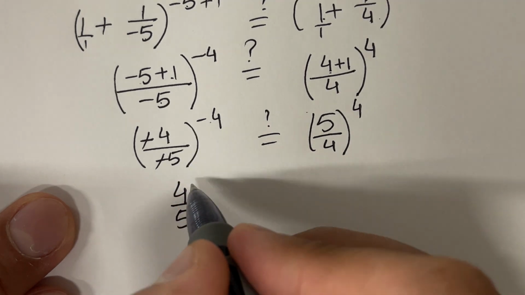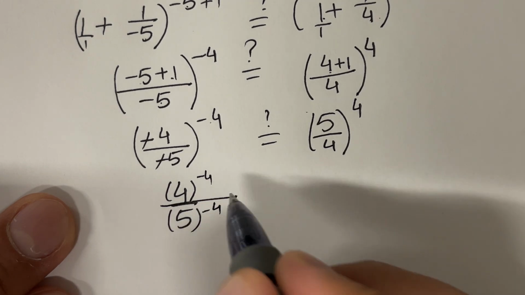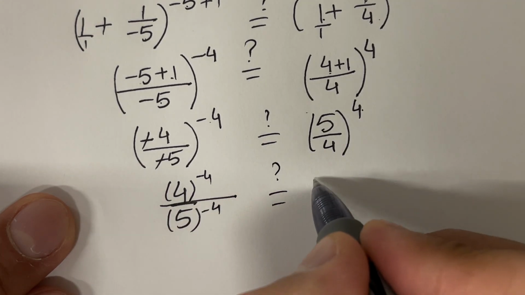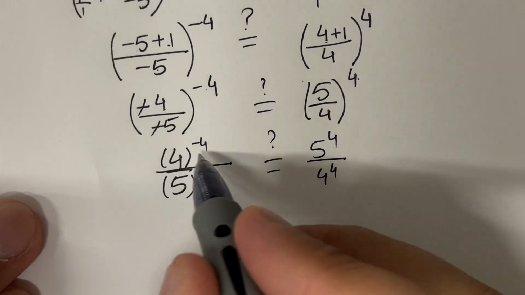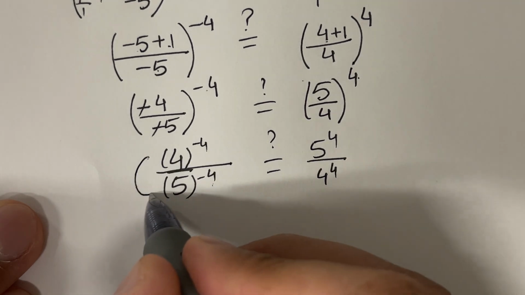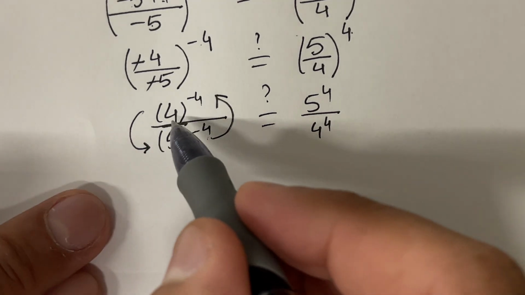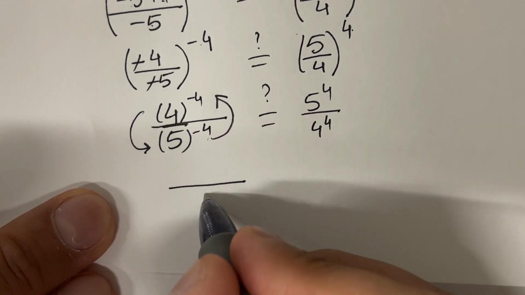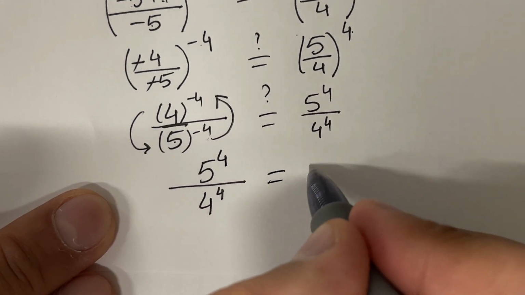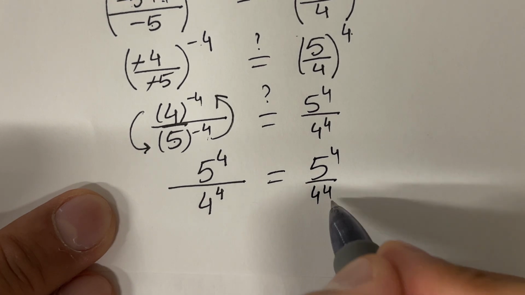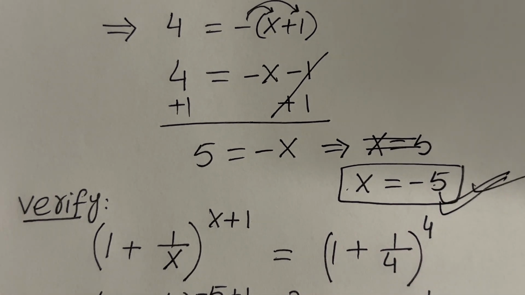We have 4 raised to the power minus 4 and 5 raised to the power minus 4. And on the right hand side we have 5 raised to the power 4 and 4 raised to the power 4. Okay, these are negative exponents and these are positive. Let's remember what we did in the start. Let's bring this to the denominator, then that will be equal to 1 over 4 raised to the power 4, and this will be 5 raised to the power 4. And isn't this the same here? It means that this is the solution of the given equation.